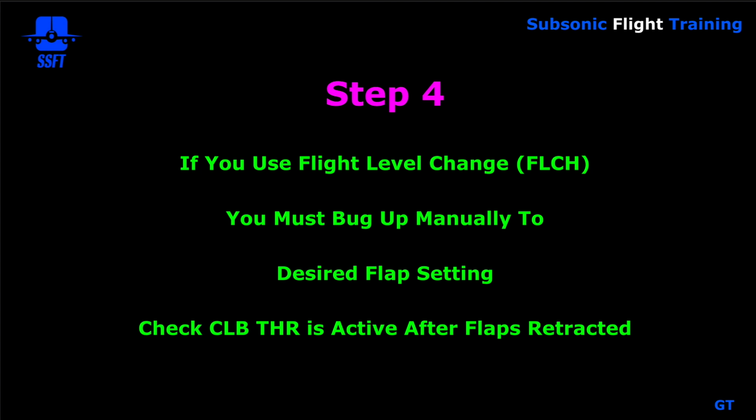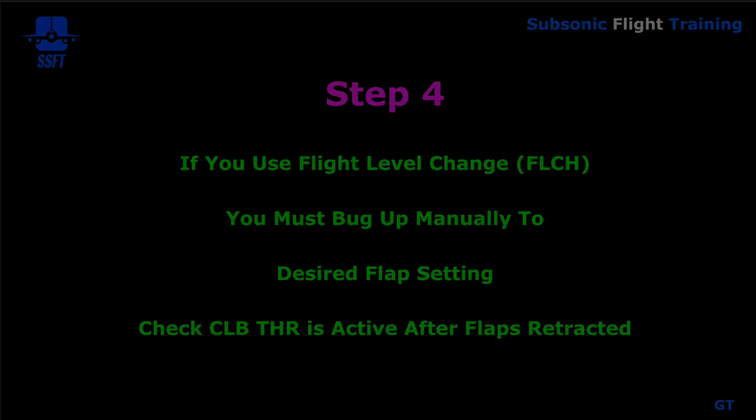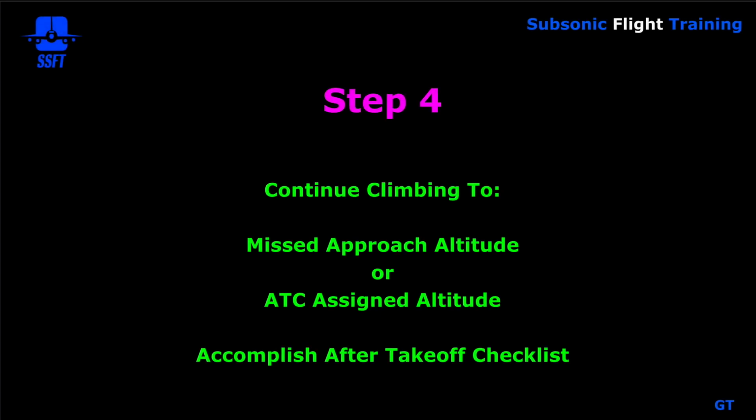And then after the flaps are at the desired flap setting, we go ahead and check climb thrust is active, after the flaps are retracted. And then from there we can continue climbing to our missed approach altitude or to our ATC assigned altitude. And once the flaps are where they need to be or where we want them to be, then we would accomplish the after takeoff checklist.